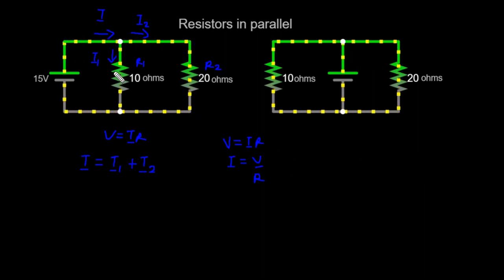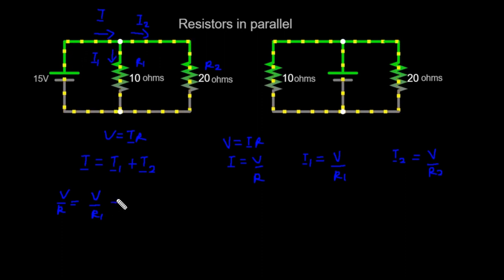So if I want to find the current in the 10 ohms resistor, I1 will be equal to the voltage over the resistance R1. In the same way, if I want to find the current in the second resistor, I2 will be equal to the voltage over the resistance value R2. So from all these formulas, let's substitute them into the formula I have here. This gives me voltage over resistance, that's the total voltage over the total resistance, equal to voltage over R1 plus voltage over R2.